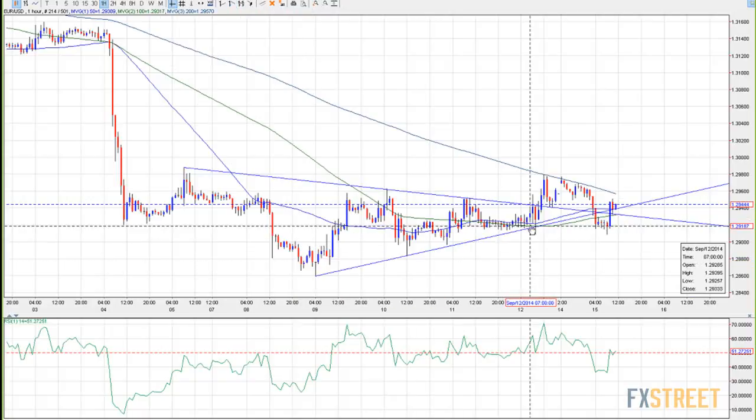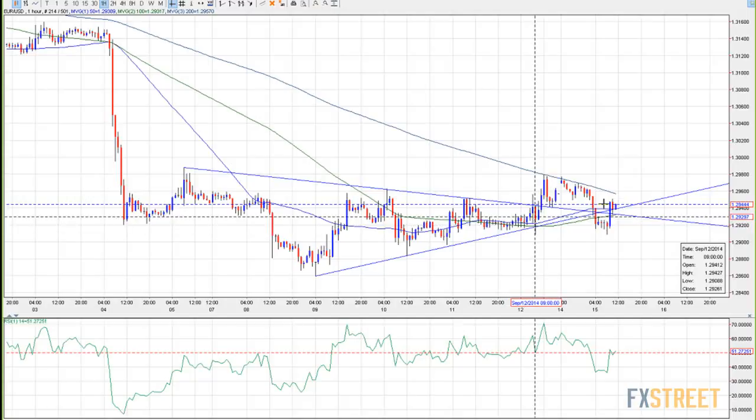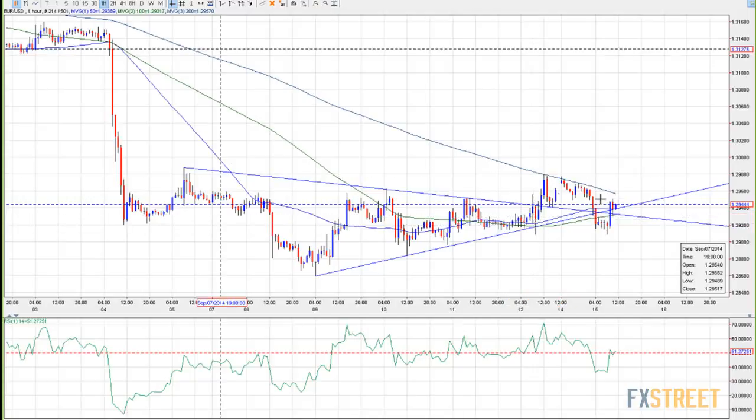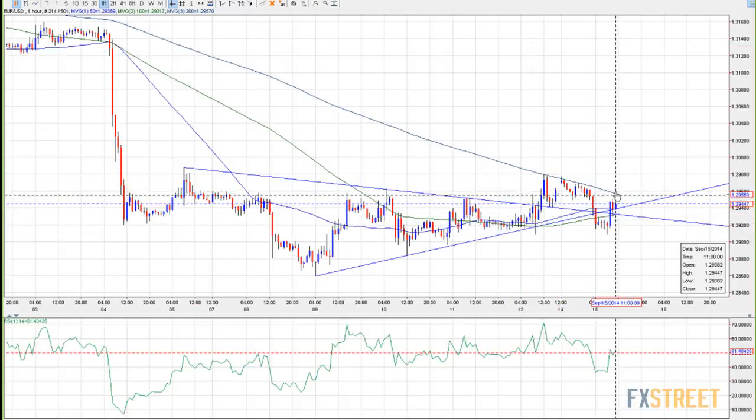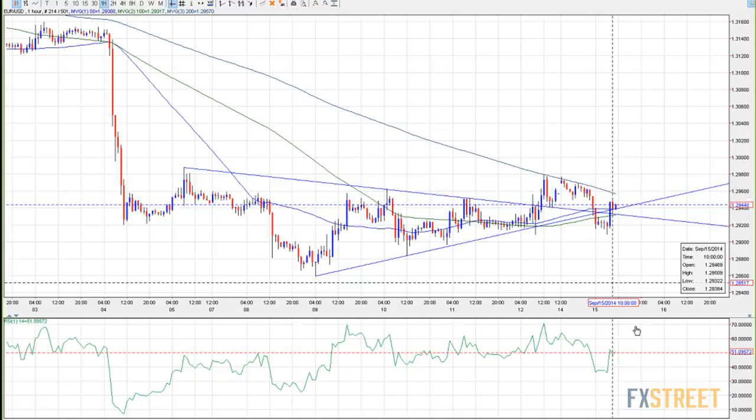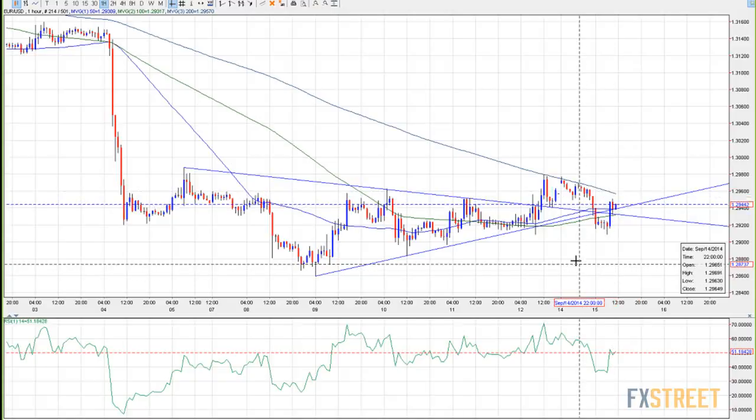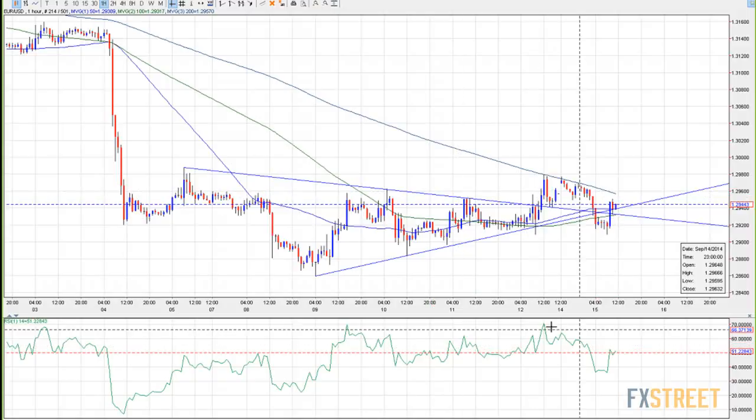But after the breakout, the market still remains bearish. It's still holding below this 200-hour simple moving average. There are some signs though that the market is turning bullish in the near term. So we had the breakout here. We have the RSI tag 70 and hold above 40.